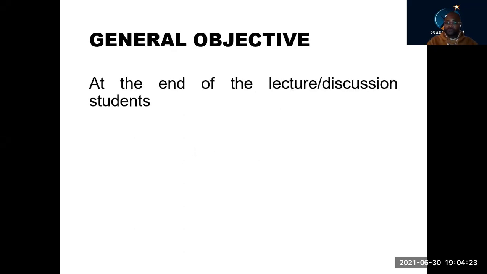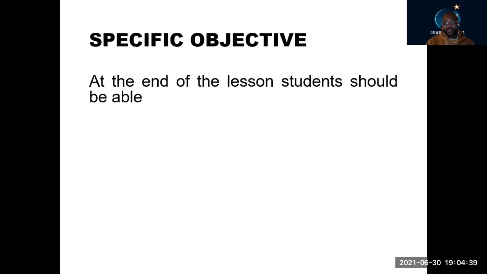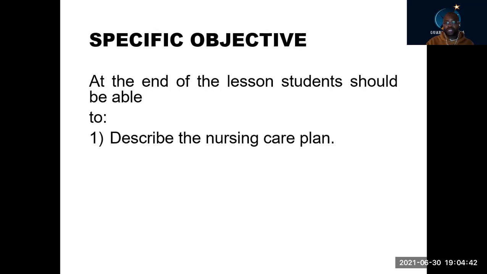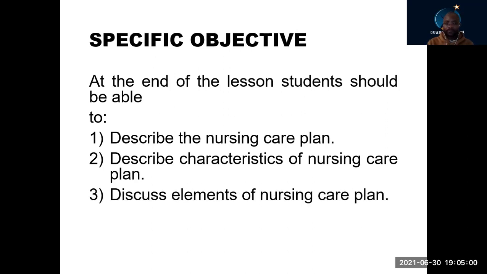The main objective of this presentation is that you should be able to gain the necessary understanding of what a nursing care plan is. You should be able to utilize it, understand the nursing care plan and be able to apply it. The specific objectives: you should be able to describe the nursing care plan, and you should also be able to describe its characteristics. The nursing care plan has certain features that make it stand out, so you have to identify those features and be able to describe and explain them.